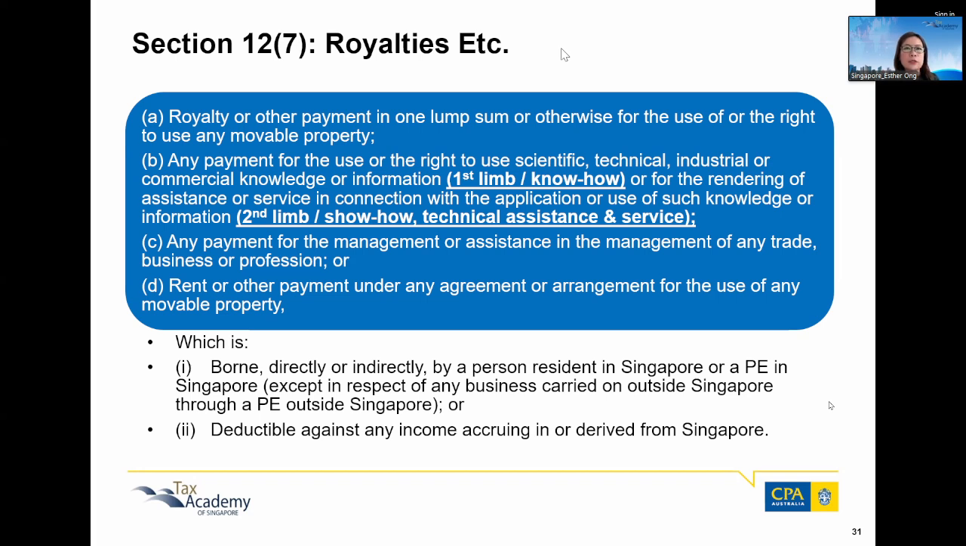If there are no questions, then I will move on to Section 12(7) relating to royalties and other types of payments. On this slide you will see the provision taken from Section 12(7). I will give you about 1 minute to read the provision.